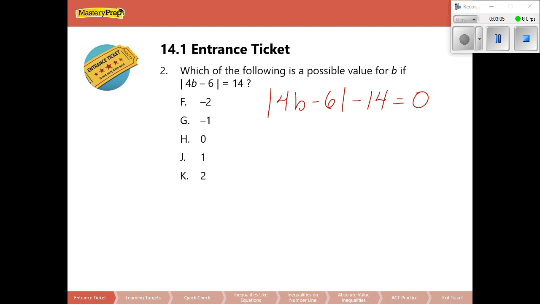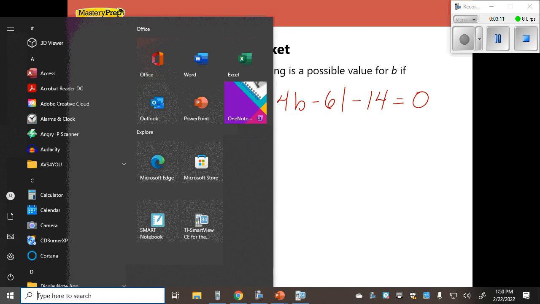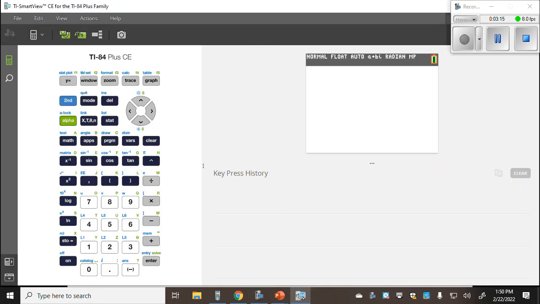So we can say that the absolute value of 4b minus 6, minus 14, is equal to 0. Okay? You might be wondering why that's helpful. And the reason that's helpful is we can actually grab the graphing calculator. Because if I get it equal to 0, we can actually graph it. So I can hit y equals. Now the main question that y'all might have is about absolute values, because we don't see a key that has absolute values.